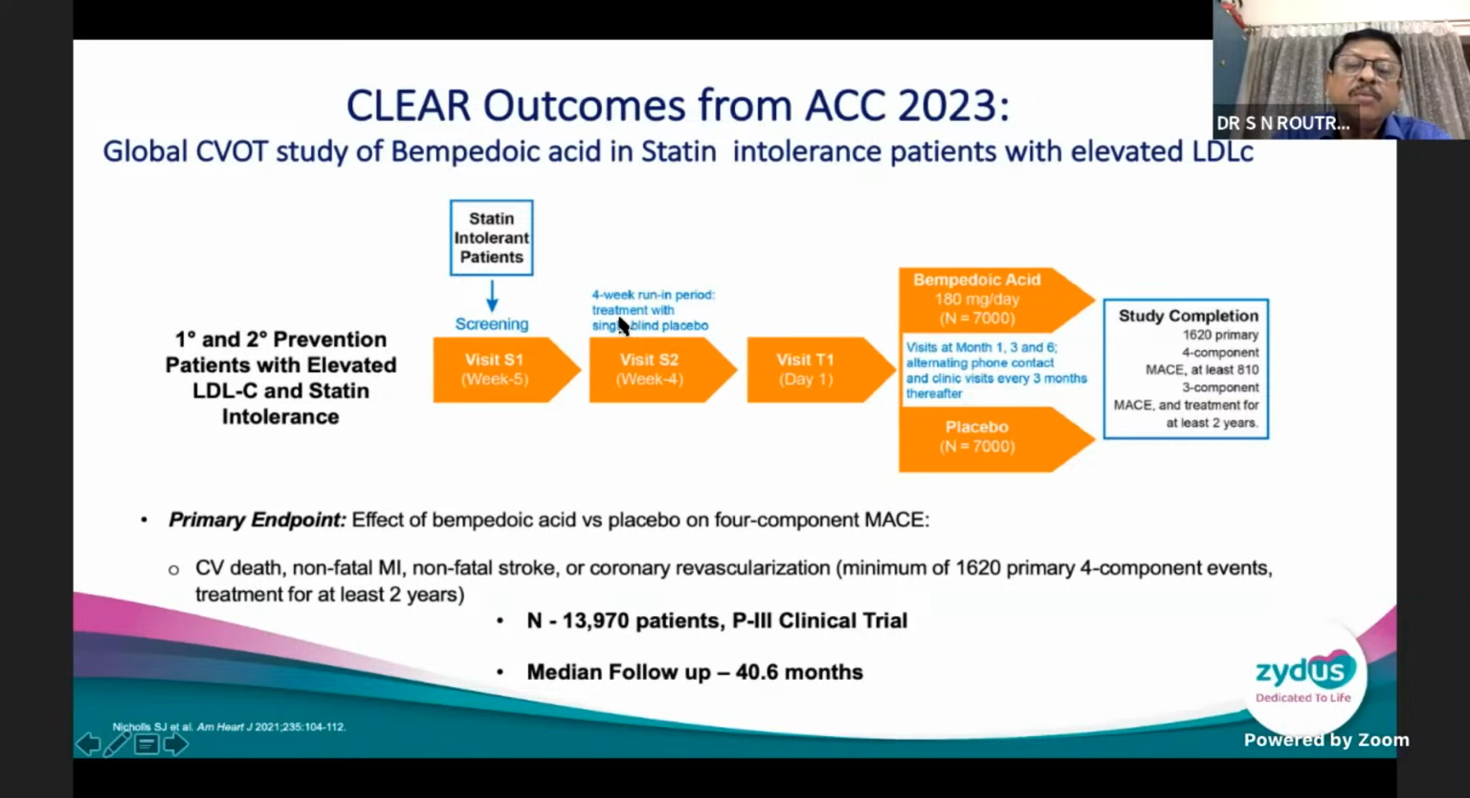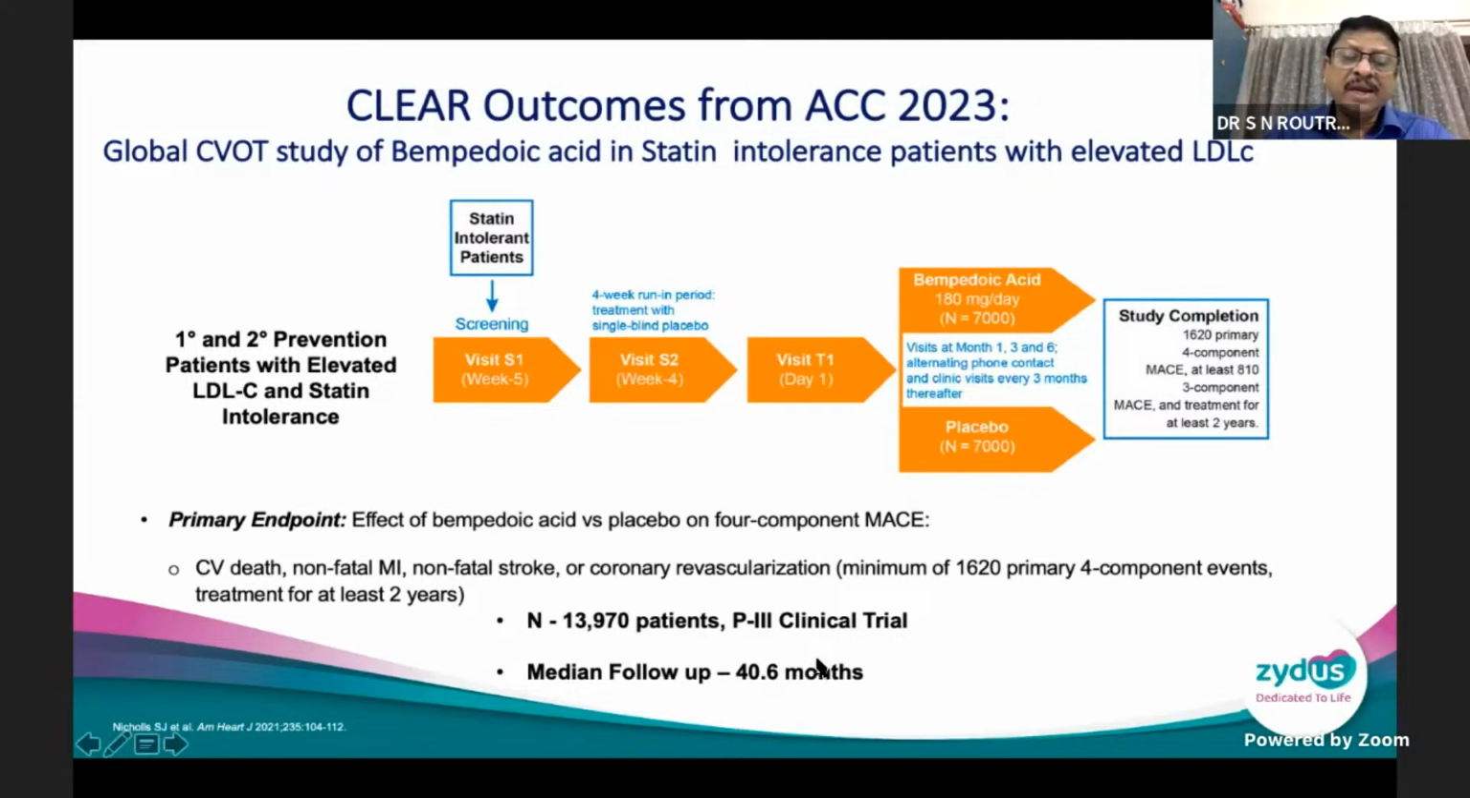In the first visit, they screen for statin intolerance. And then in the second visit, a 4-week run-in period of treatment with single-blind placebo. And after that, in the third visit, day one, the visit for therapy, they are divided into two groups. One group takes bempedoic acid 180 milligram per day, and the other group takes placebo. So nearly 7,000 patients in each group, and they visit at 1 month, 3 months, and 6 months, then alternately either a clinic visit or phone contact every 3 months thereafter, and they are followed up.